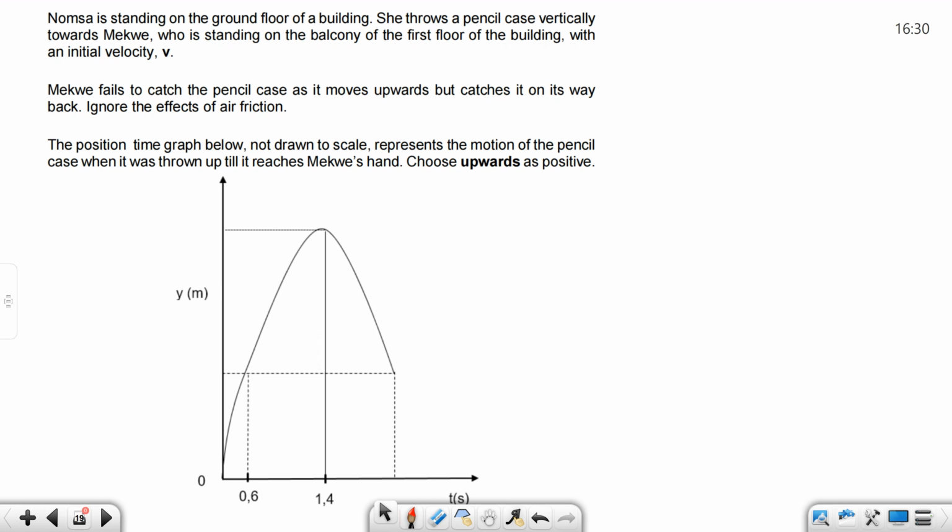Okay, so Nomsa is standing. Let's read together again now. Nomsa is standing on the ground floor of a building. She throws a pencil case vertically towards Mekwe, who is standing on the balcony of the first floor of the building with an initial velocity v. All right, so that's the initial velocity of the pencil case. Mekwe fails to catch the pencil case as it moves upwards, then catches it on its way back. Ignore the effect of friction. The position time graph below, not drawn to scale, represents the motion of the pencil case when it was thrown up till it reaches Mekwe's hands. Choose upward as positive.